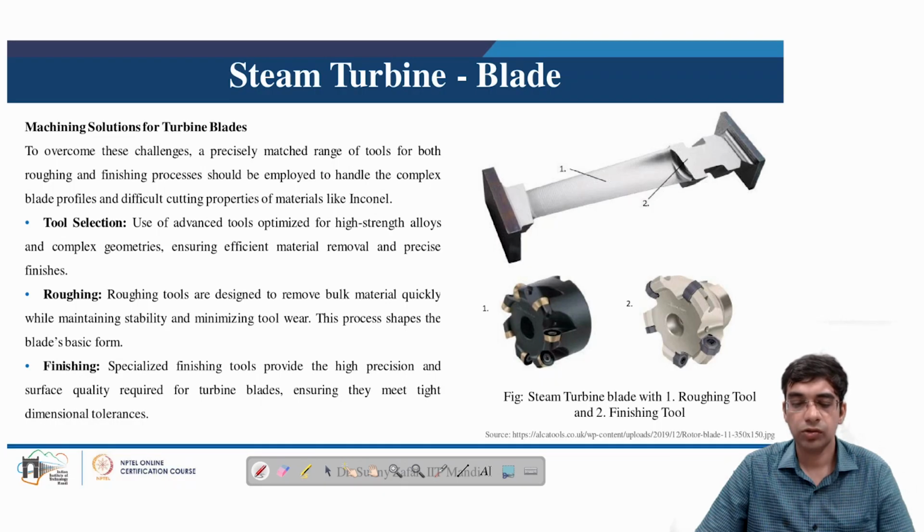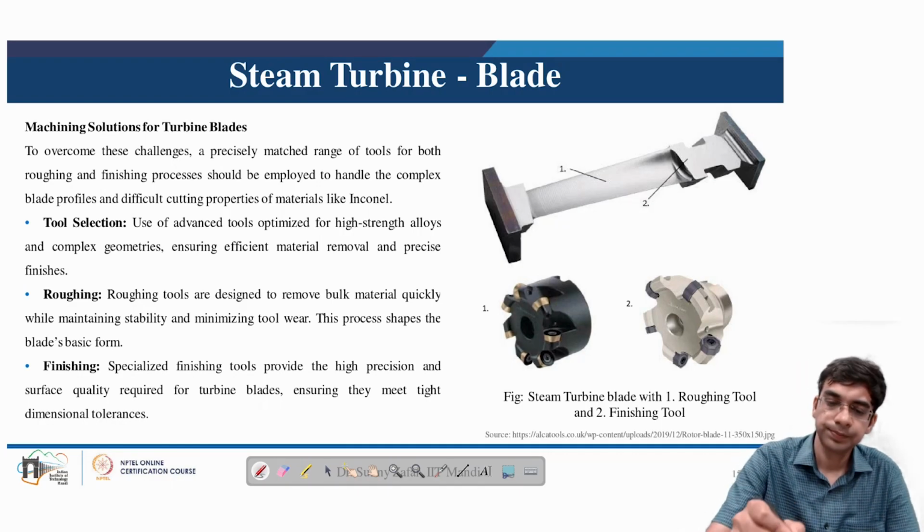Roughing tools are also utilized to remove bulk material quickly while maintaining stability and minimizing tool wear. So this process shapes the basic blade shape. Then come the finishing operations, which basically utilize finishing tools to provide high precision and surface quality of the turbine blades to ensure they meet the tight dimensional tolerance.